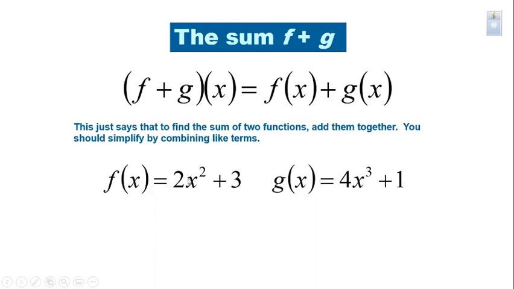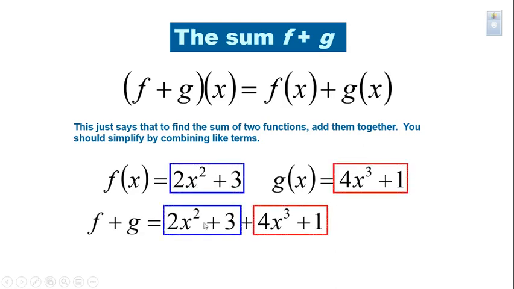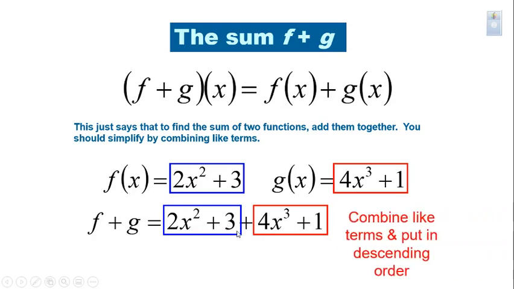So let's say f of x is 2x squared plus 3 and g of x is 4x cubed plus 1. Then f plus g of x is simply f of x plus g of x. So we're going to write the expression for f of x, 2x squared plus 3, plus the expression for g of x, 4x cubed plus 1. And we will add and combine like terms. There are no other cube terms, so it's just 4x cubed, nor other x squared terms, so that's just 2x squared, and then 3 plus 1 would be 4. So the result would be 4x cubed plus 2x squared plus 4. All we did was add the corresponding parts of the expressions.